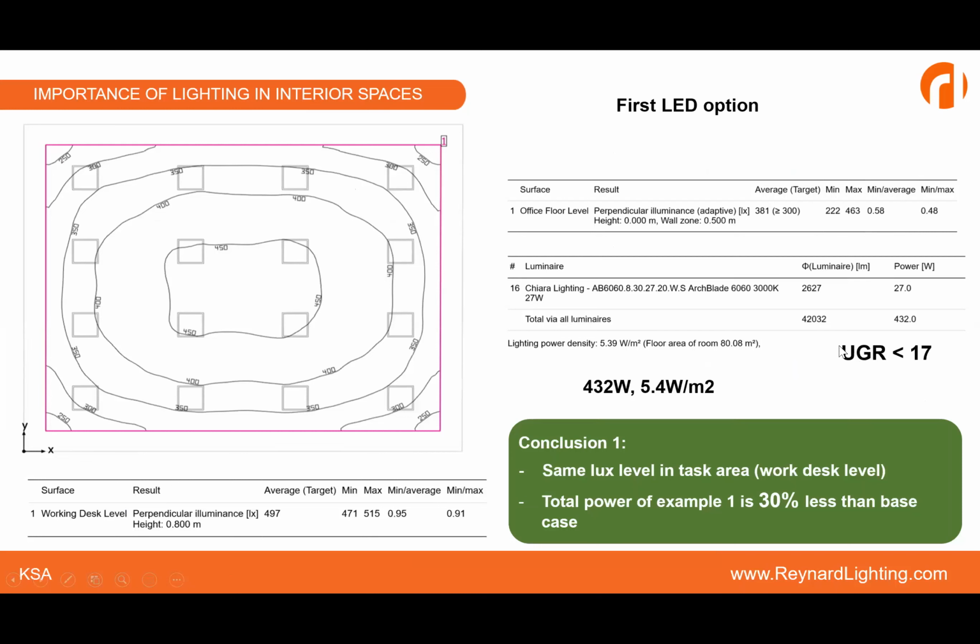UGR less than 17. By the way, in the previous case, the UGR obtained was 22, which is a higher glare rating, higher than what the standards say. And the total power of this is 432. This gives 5.4 watts per square meter. And it achieves 500 lux, and this saves 30% compared to the base case.